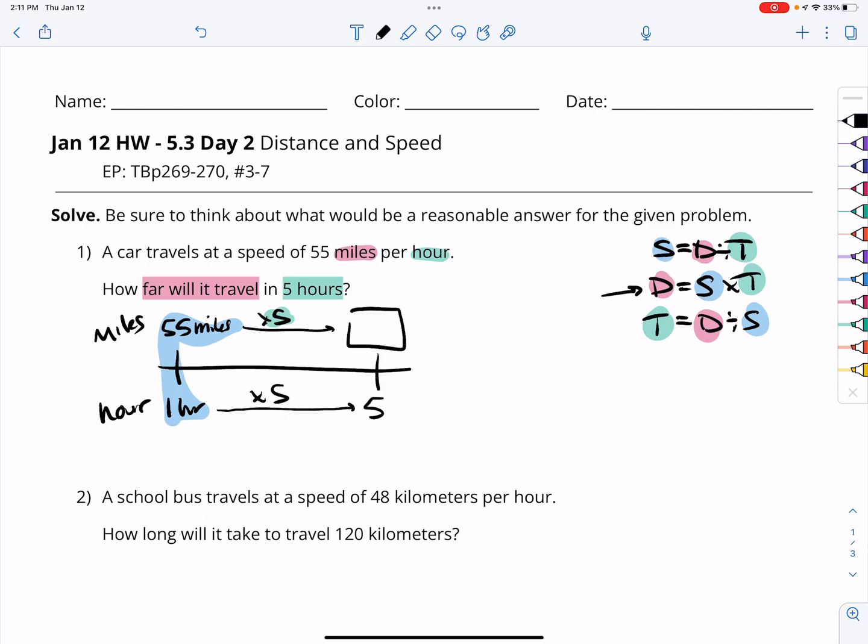So 55 times 5, that'll be 250 plus 25, and that is 275. So that car will travel 275 miles in 5 hours.